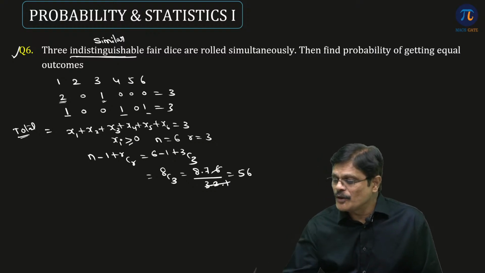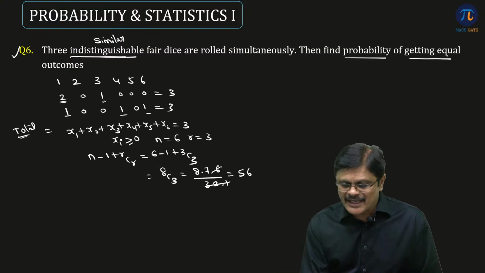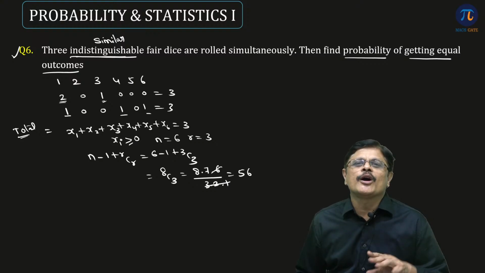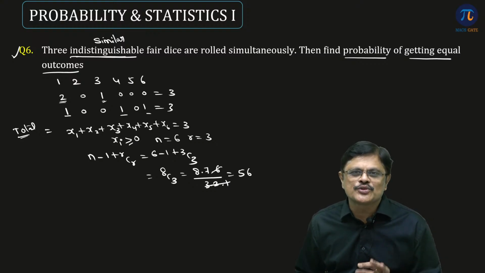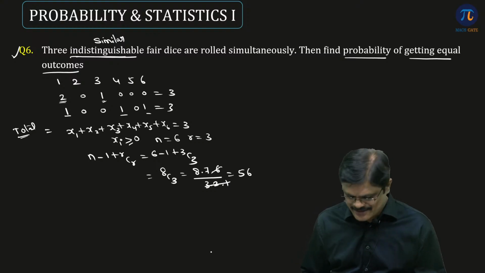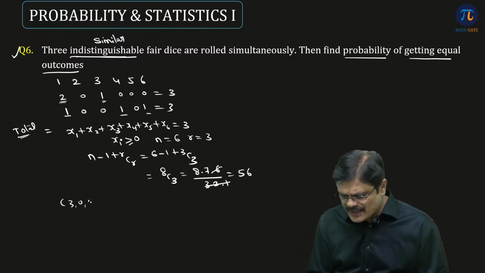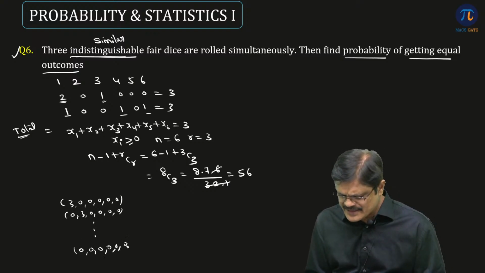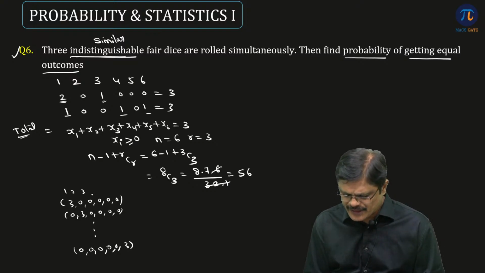Now what is that you want? What is the probability of getting equal outcomes? Equal outcomes means what, sir? You get all 3 ones, or you may get all 3 twos, or you may get all 3 threes, all 3 fours, all 3 fives, all 3 sixes. That is, you may get 3 remaining all 0, or you may get 0 remaining all 0. So continuing this way, you may get all 0 and 6 3 times you may get. This is 1, 2, 3, 4, 5, 6.